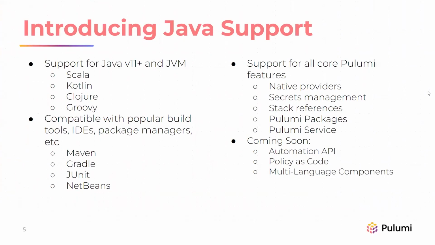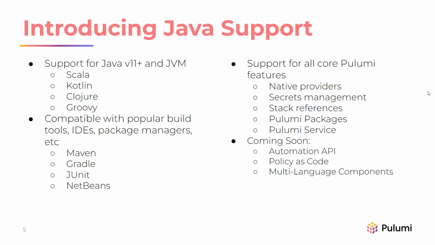And for those of you interested in the JVM, we are excited to announce support for Java 11 and higher, including languages like Scala, Kotlin, Clojure, Groovy, whatever. You'll get the same support for Pulumi's core features that you enjoy using any of our other supported languages, plus the feature-rich ecosystem of the JVM that you're already used to.